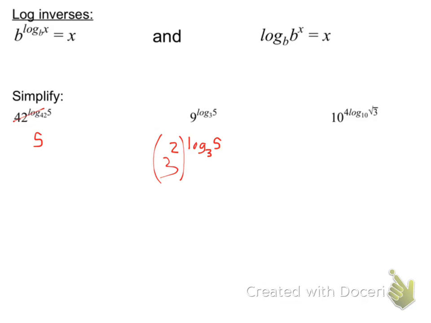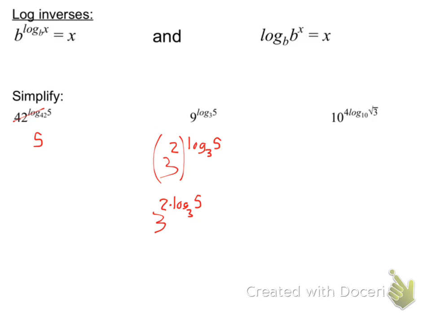What is going on there? This is one of our exponent rules. What is this rule called? Power of a power. And what do you do with power of a power? You multiply the exponents. So therefore, this one should be 3 to the 2 times log base 3 of 5.